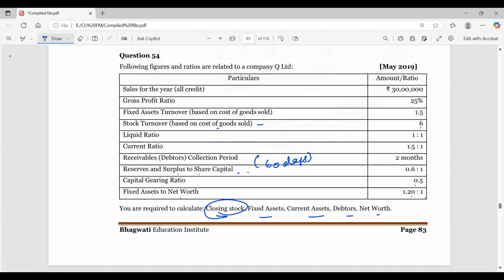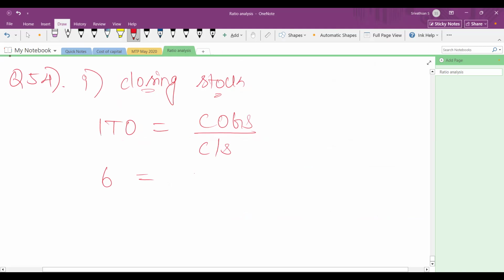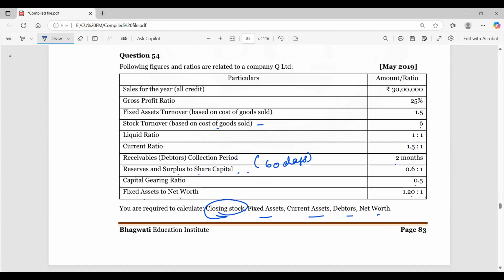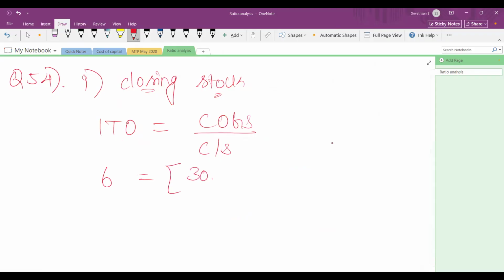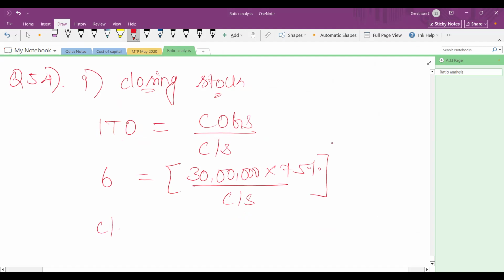Inventory turnover is equal to how many times? 6 is equal to COGS. How much? Did you all understand how it is 22 lakh 50,000? 30 lakh, 25% is gross profit. So the remaining 75% is COGS. 30 lakh into 75% is COGS by closing stock. Now what is closing stock? 3,75,000. Is this clear to everyone? Any doubt?